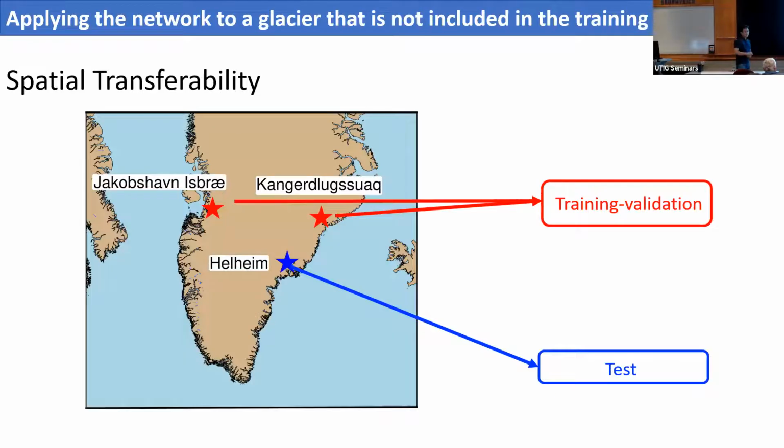So how do we test it? We select the 3 largest glaciers in Greenland: Jakobshavn, Kangerlussuaq, and Helheim. We use 2 of them to train the network, and after the network is well trained, we apply it to the 3rd one. So the network hasn't seen any information of this glacier. If the network can generate promising terminus traces, it means it can learn the common features from these 2 and apply it to the 3rd one.